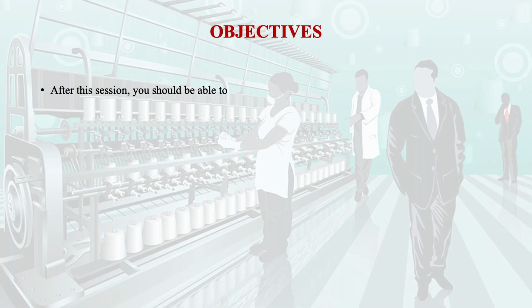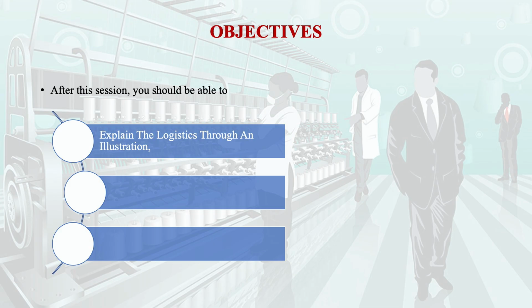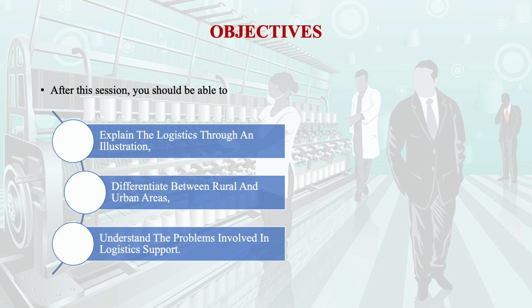Now, in this session, you will be able to explain logistics with the help of one illustration. You will also be able to differentiate the logistics need for rural areas and for urban areas, and understand the difference between these two. After this session, you will understand the various problems involved in logistics support. Now we are coming to explain logistics with the help of one illustration.